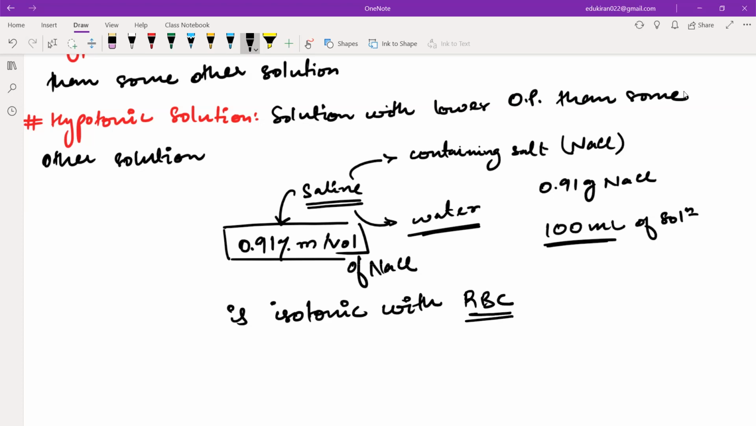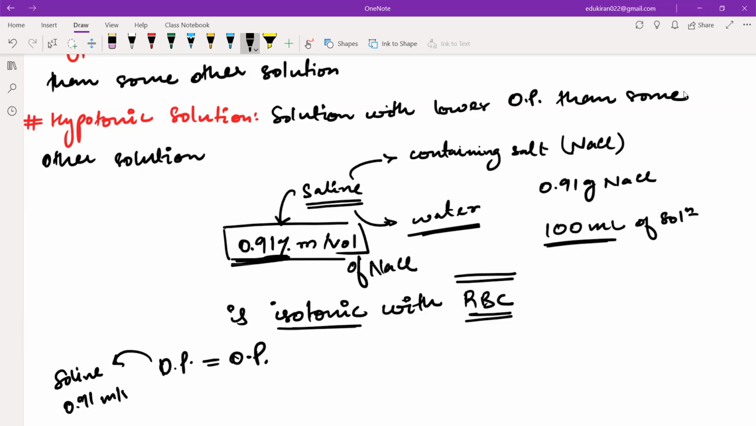red blood cells. Okay, NaCl goes into the vein, so it is coming into contact with red blood cells right away, right? Whenever you are getting a drip of saline water, it's coming into contact with RBCs, and this concentration is isotonic with RBC. That means both of their osmotic pressures are equal. Osmotic pressure of saline with 0.91 m by V, and osmotic pressure of RBCs, both are the same.